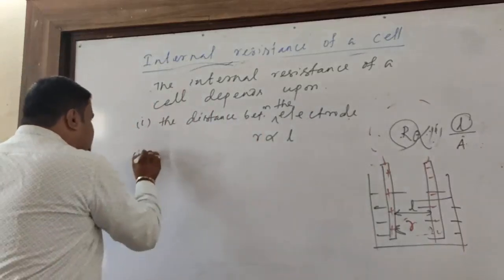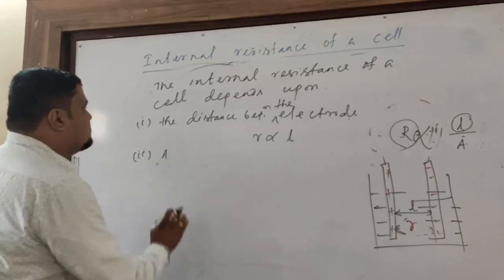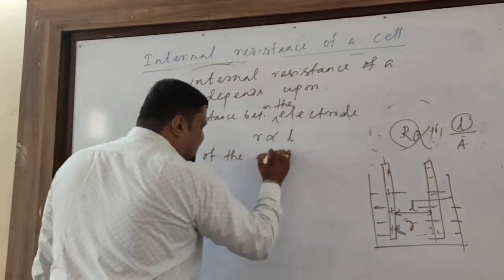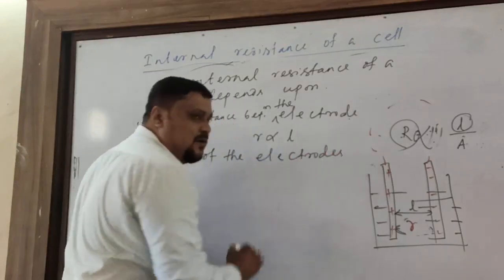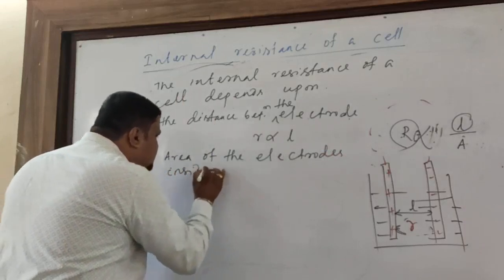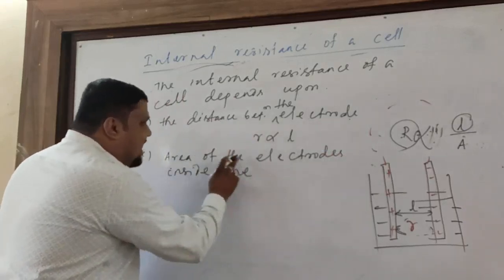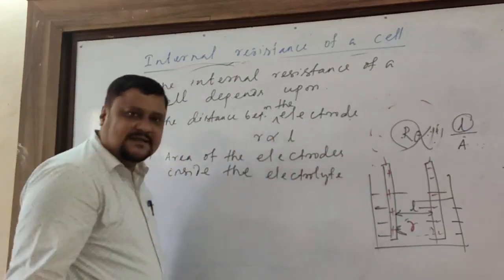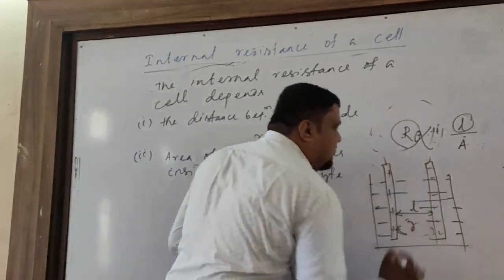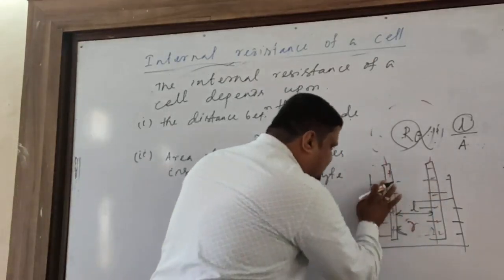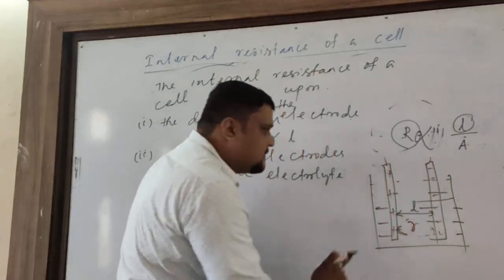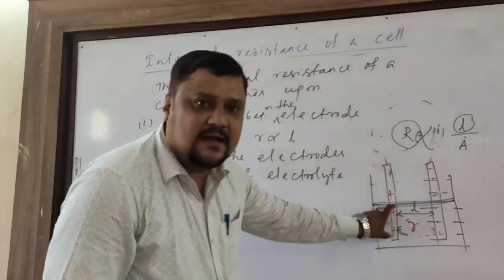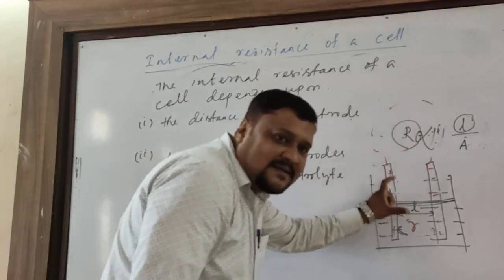The second factor is inversely proportional: the area of the electrodes inside the electrolyte. What is this area of the electrode? Suppose the electrolyte is filled up to this level, and the electrode is immersed like this. So this much area of the electrode is inside the cell.